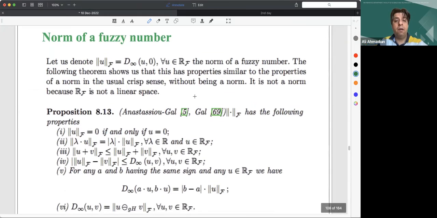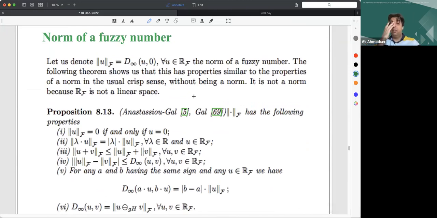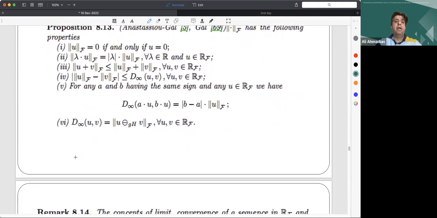Okay, and now the norm of a fuzzy number. The norm of a fuzzy number, in fact, is equal to the Hausdorff distance; you can see we have a different definition of the Hausdorff distance. Under this definition, we know that the norm is equal to 0 if the fuzzy number is the zero fuzzy number. And also we have other properties.